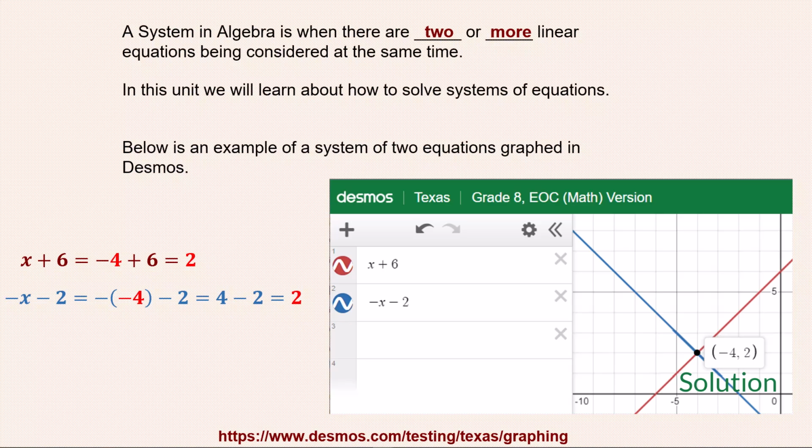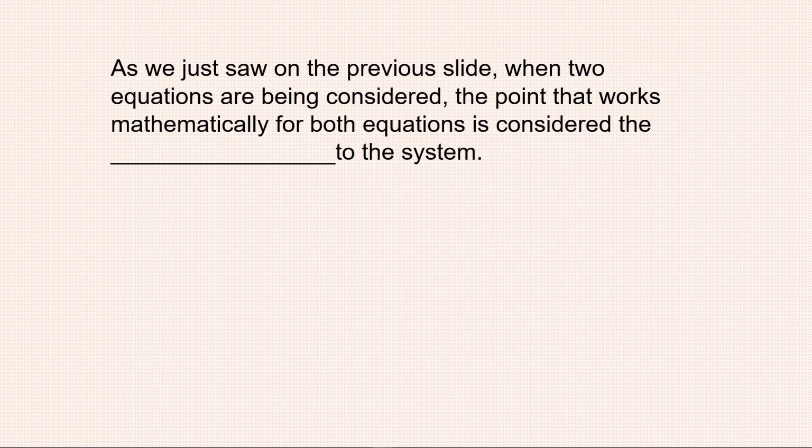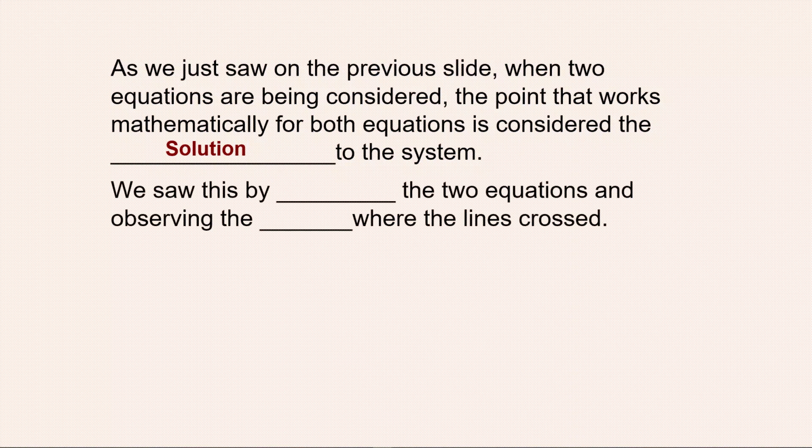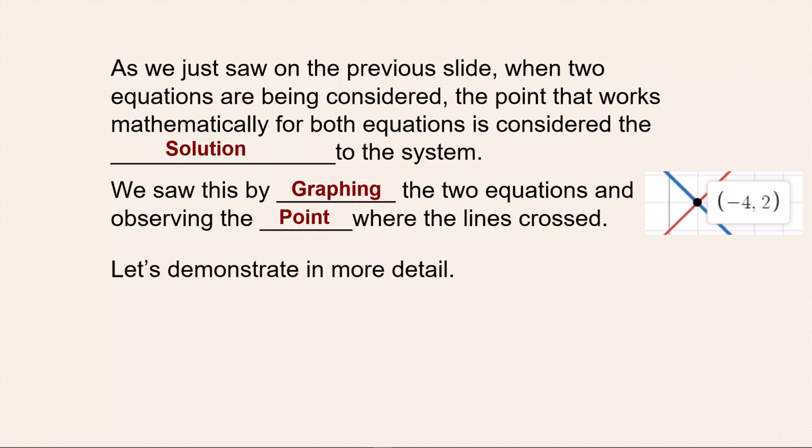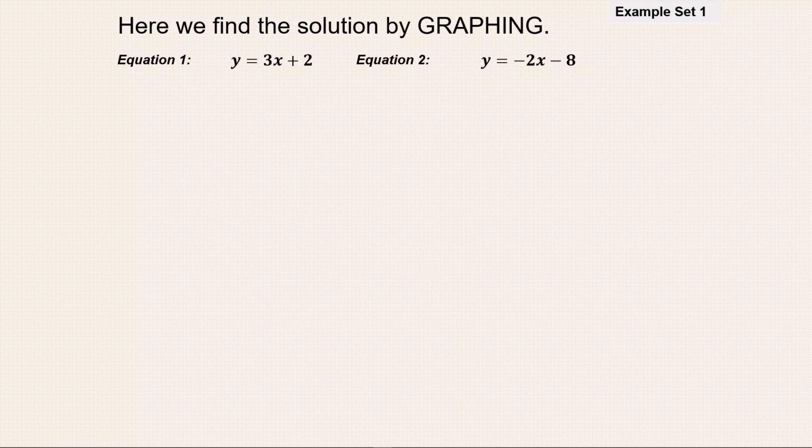As we just saw on the previous slide, when two equations are being considered, the point that works mathematically for both equations is considered the solution to the system. We saw this by graphing the two equations and observing the point where the lines crossed. Let's demonstrate in more detail. Here we find the solution by graphing.